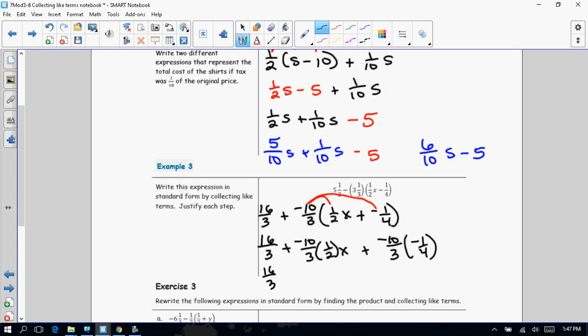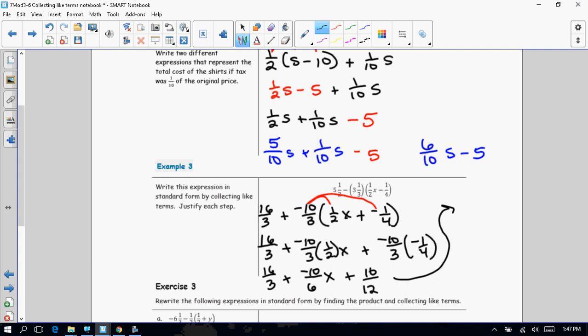So 16/3 plus, what's -10 times 1? -10. 3 times 2 is 6, x, plus what's -1, or excuse me, -10 times -1 is +10, and 3 times 4 is 12. Okay, almost done. I can put the first term and the last term together because I could get them to have a common denominator. They don't have an x or a variable with it, so I could do that. Could I reduce those? Yeah, I probably could. You know what? I think I'm just going to change the bottom.